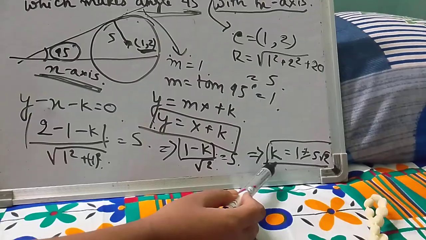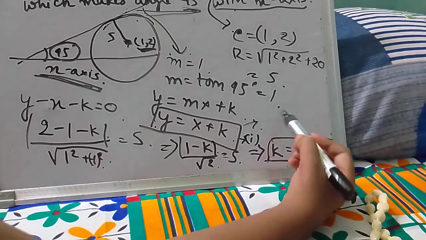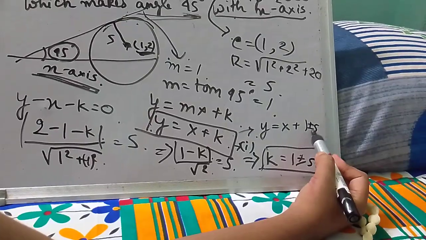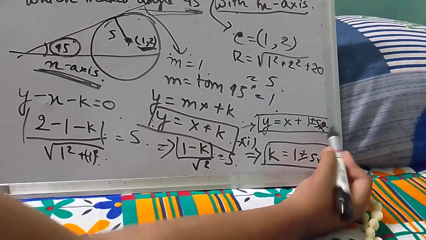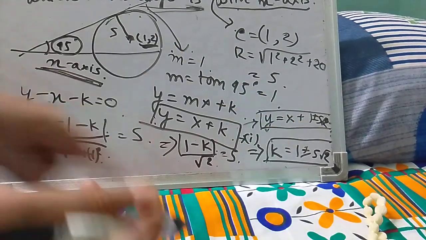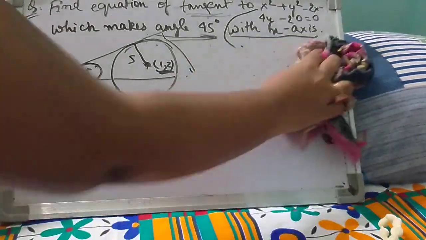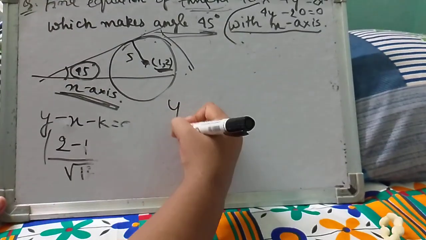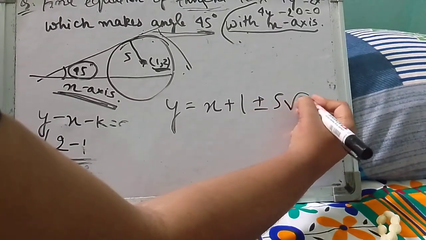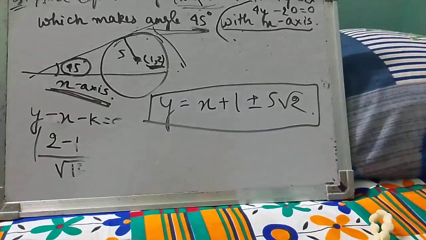So now let's put this value of k in this equation. This is equation 1. So let's put this value. y becomes x plus 1 plus minus 5 root 2. So let's write this clearly. y becomes x plus 1 plus minus 5 root 2. This is the final equation. Now let's move to our next question.